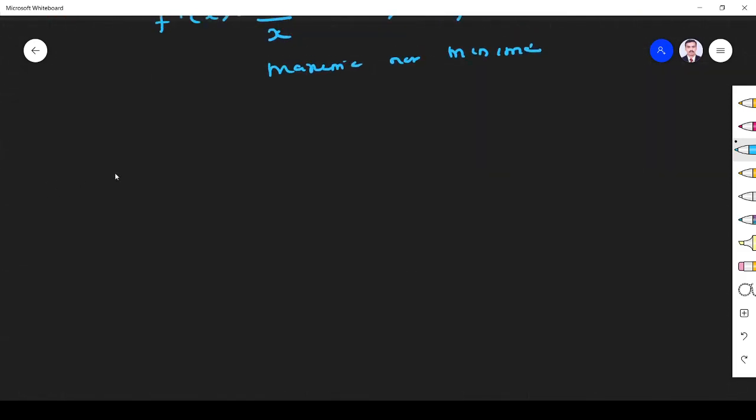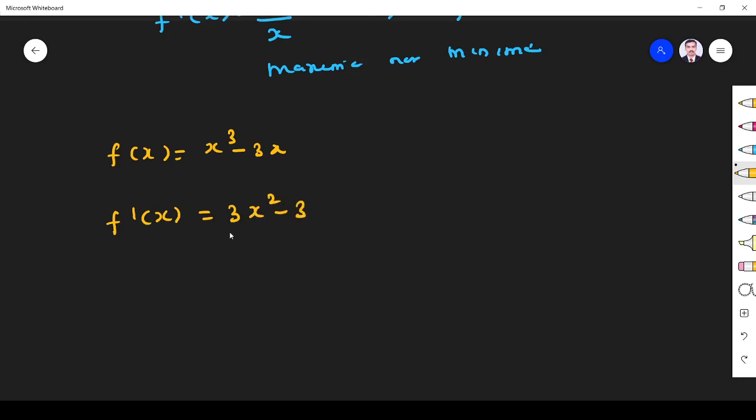Okay. So let me give one maxima and minima problem based on the second derivative. Let us assume f of x is equal to x cubed minus 3x. First, what we have to do? We have to take the first derivative, right? Why? We have to find the slope. First derivative will give the slope, so it is 3x squared minus 3.